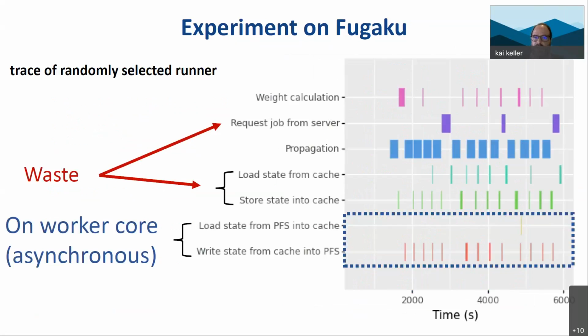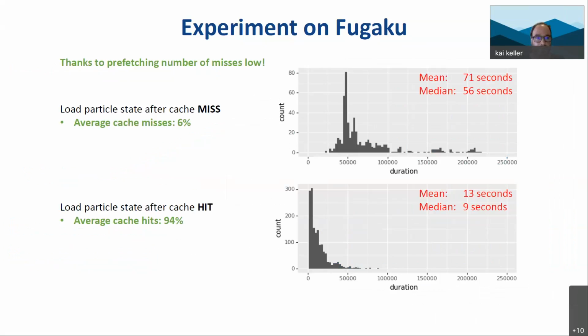So we have a trace of one randomly selected runner here. We have the weight calculation and we have the propagation, which essentially contribute to the actual computations that we have to do. And we have the idle times at the end of the assimilation cycle and the load and store operations to the cache, which are essentially the waste. And we have the load and store of the PFS, which is taken on by a dedicated process that runs on every one of the runners asynchronously to the operation of the climate model.